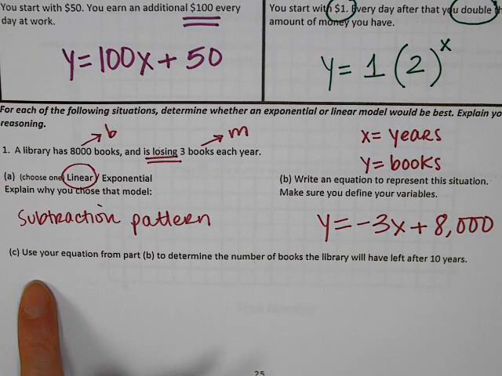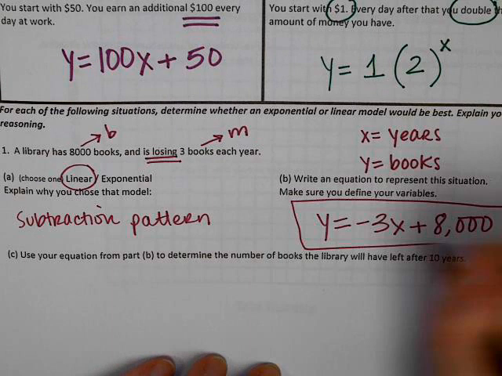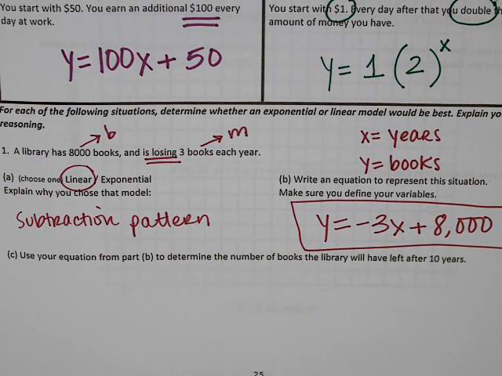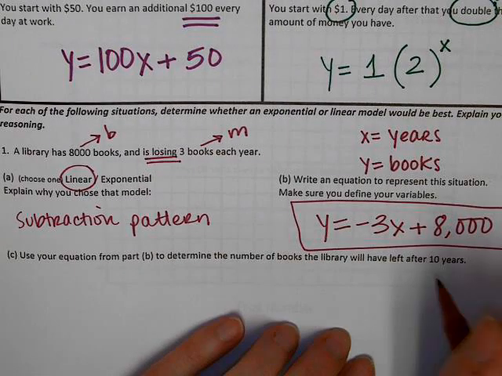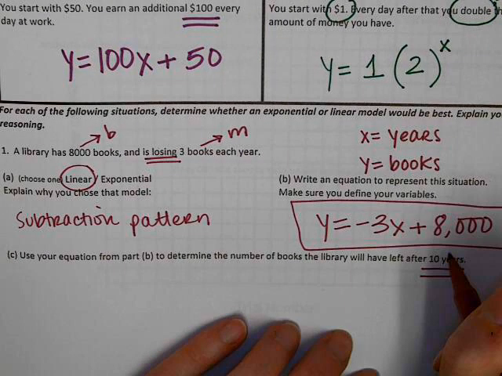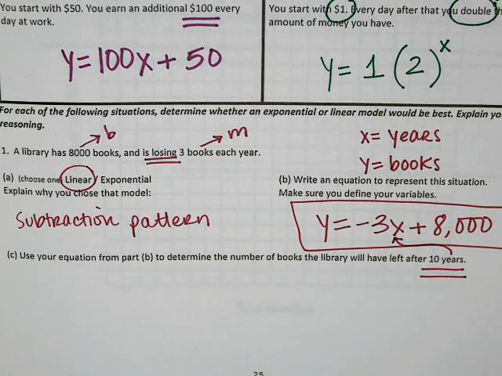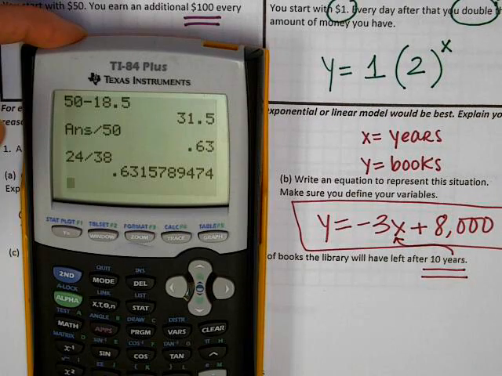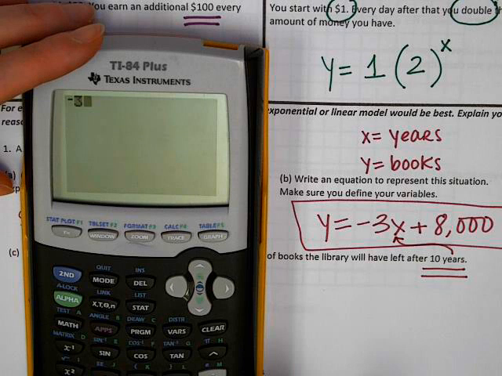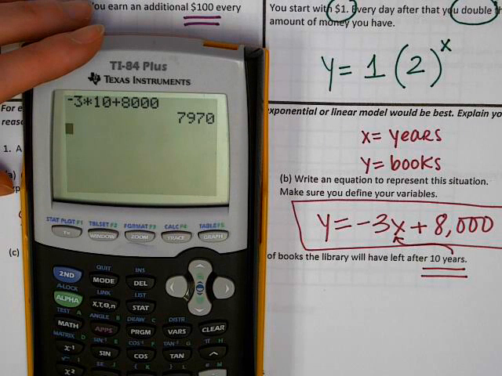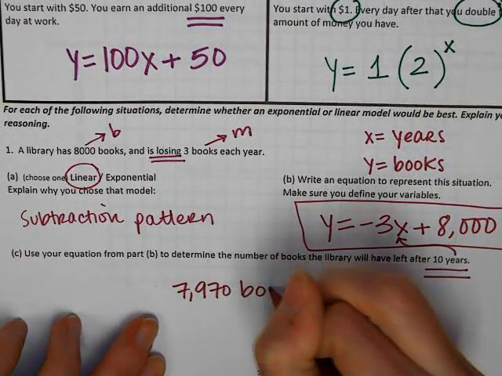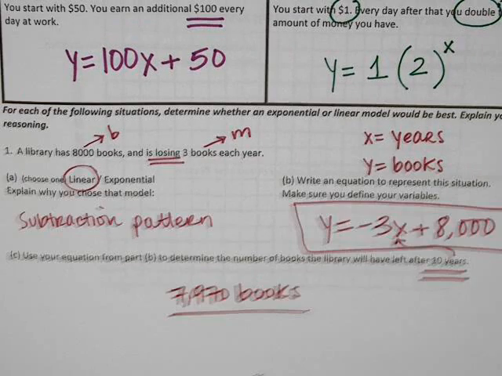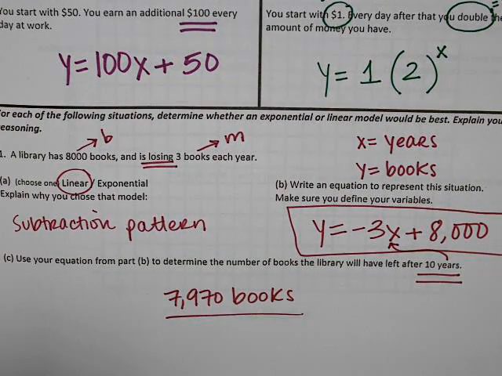And then C says, can we use this equation to find a future value? What if, how many books do you have after 10 years? You just plug in 10 for X. All right, so it's going to be -3 times 10 plus 8,000. That's 7,970 books. All right, so that's a simple linear model.